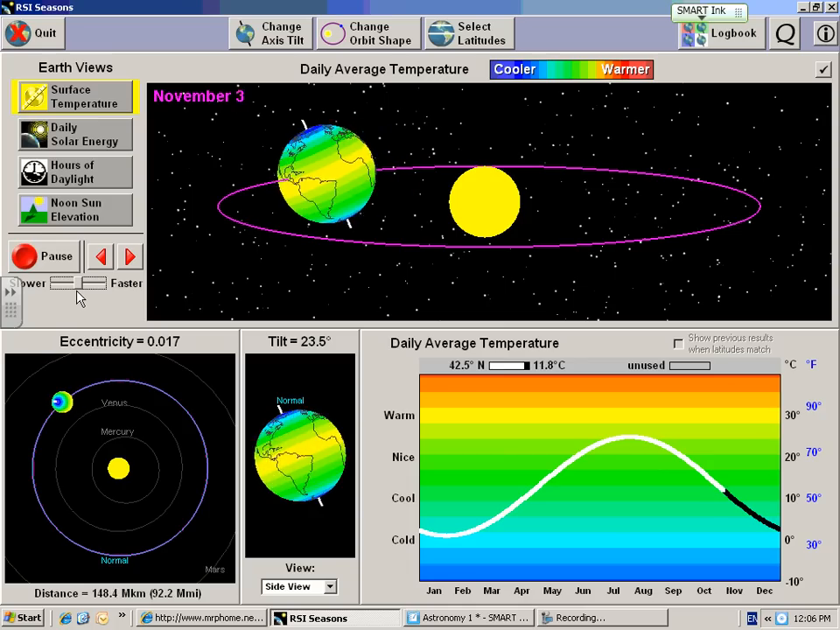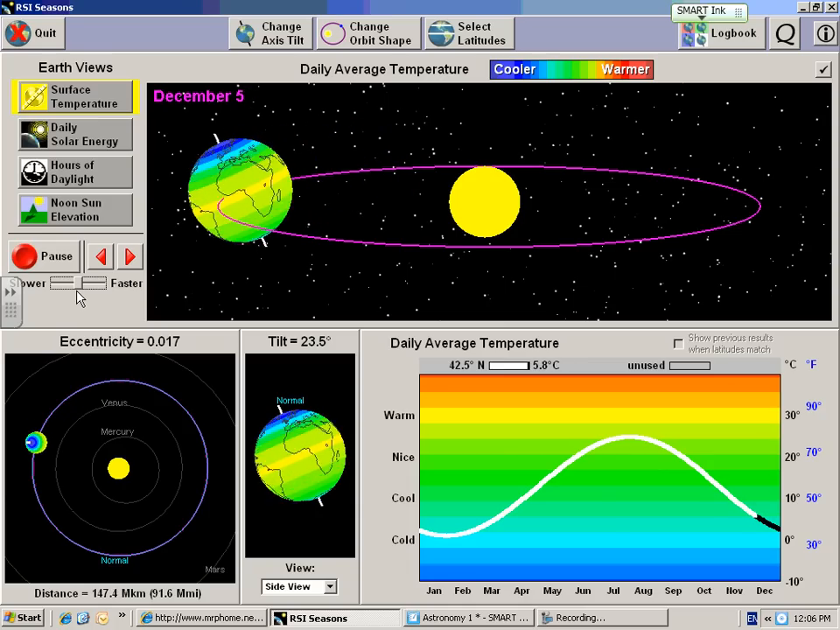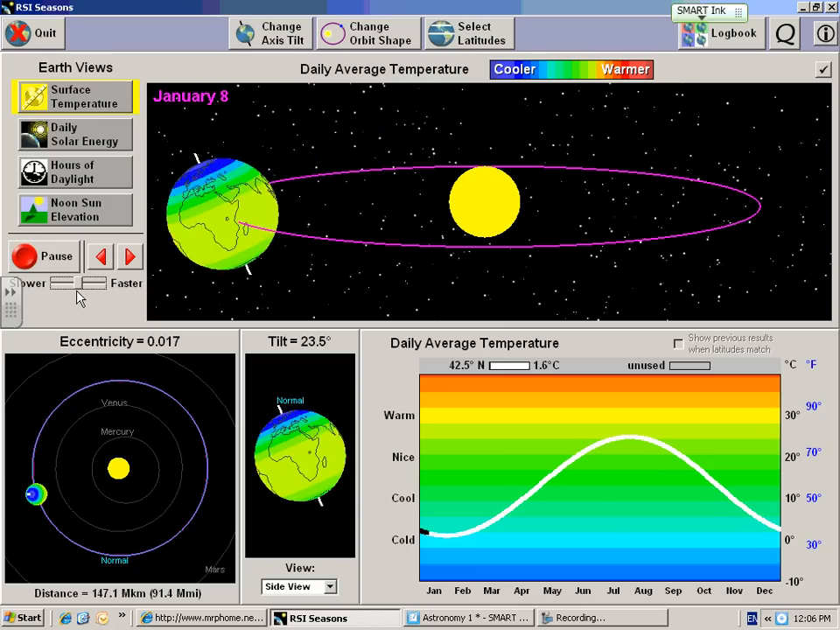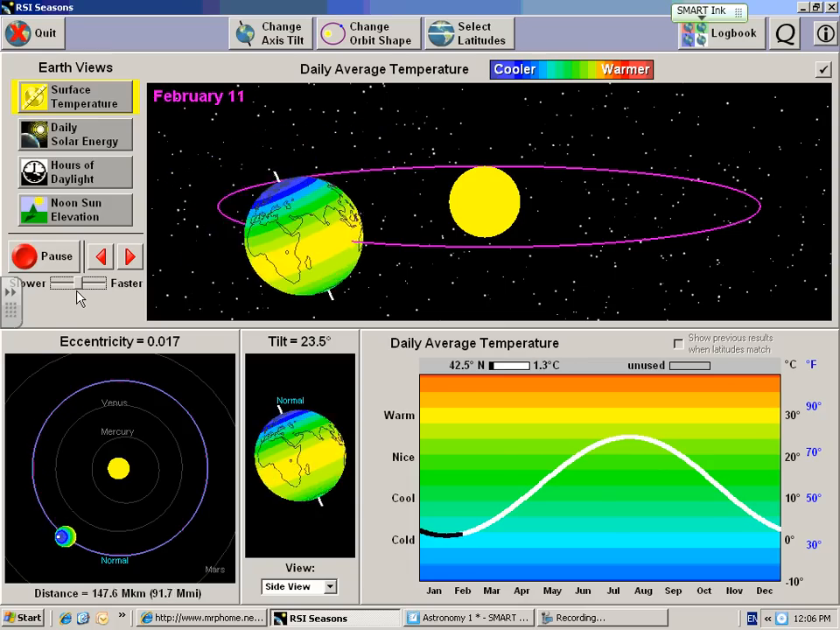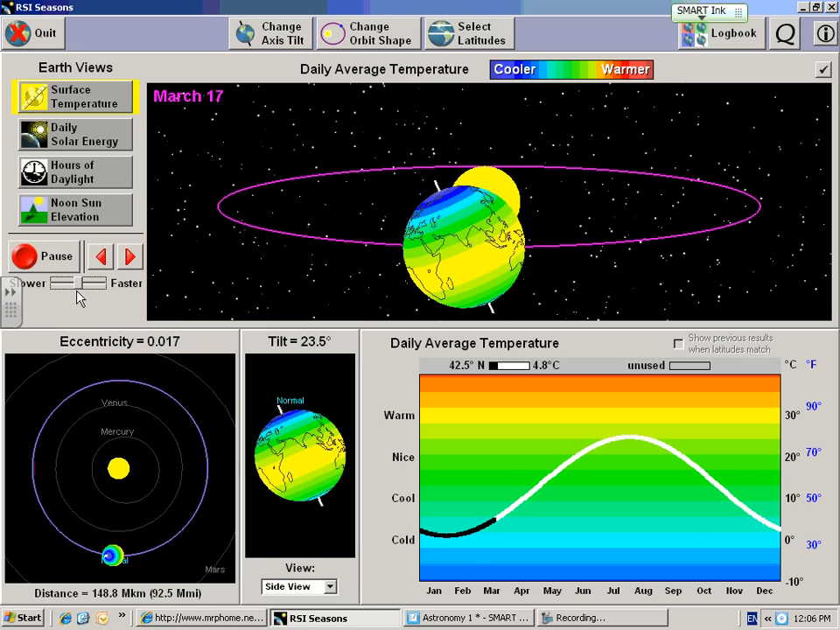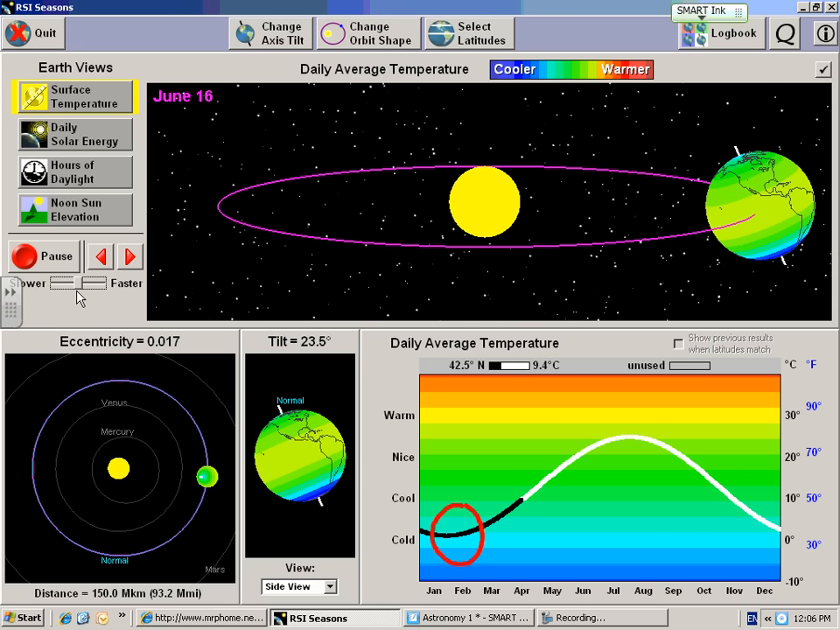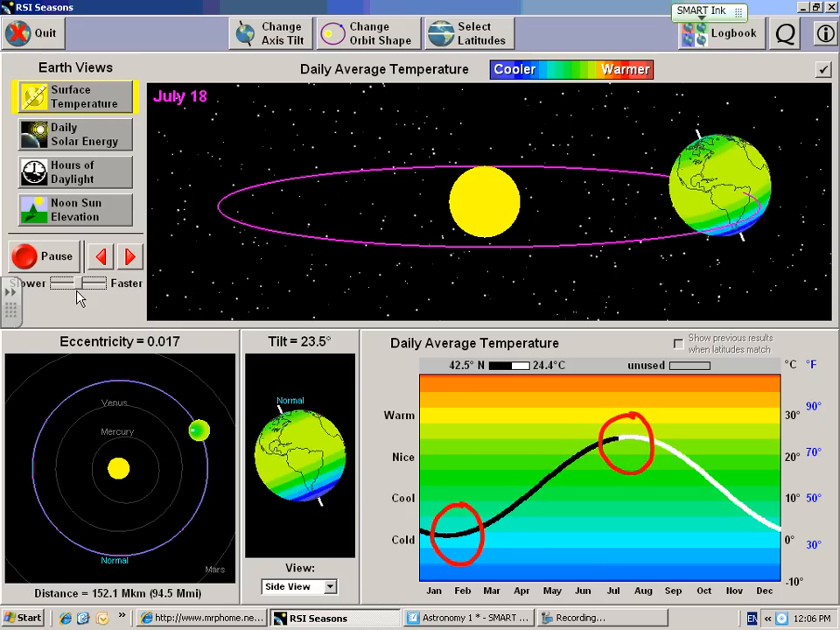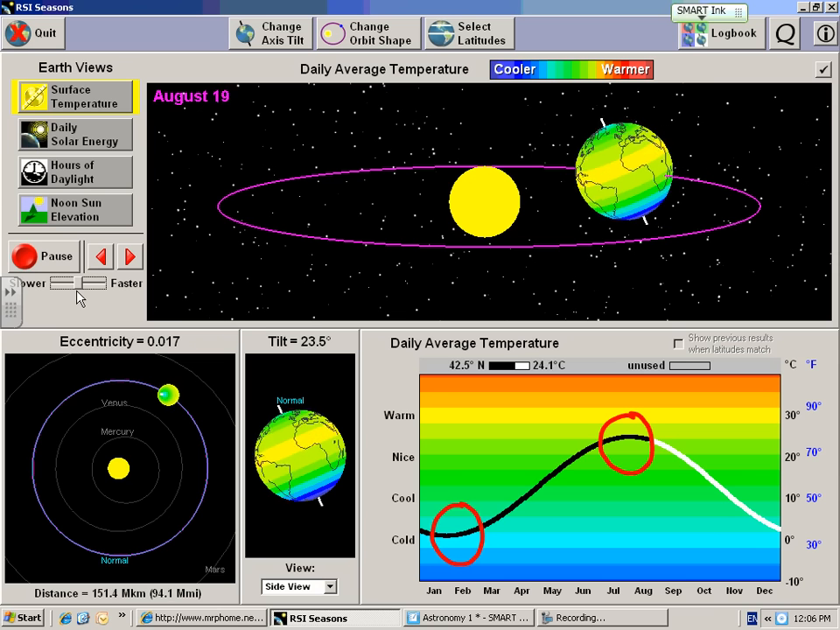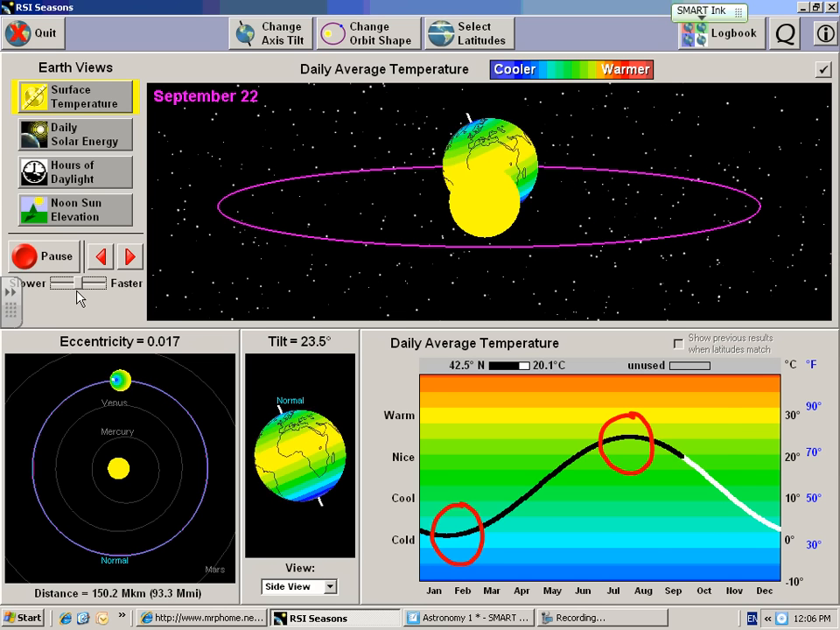You can see that as the Earth revolves, looking at this graph in the bottom right-hand corner, we get a nice fluctuation or change in temperature from our wintertime temperatures to our summertime temperatures. And it all has to do with the tilt. All has to do with the tilt. If you were to go to another place on the Earth, you would have a different result.